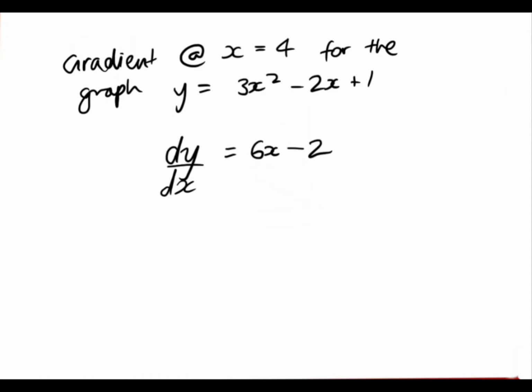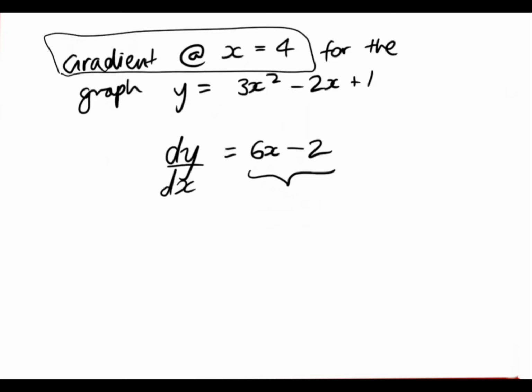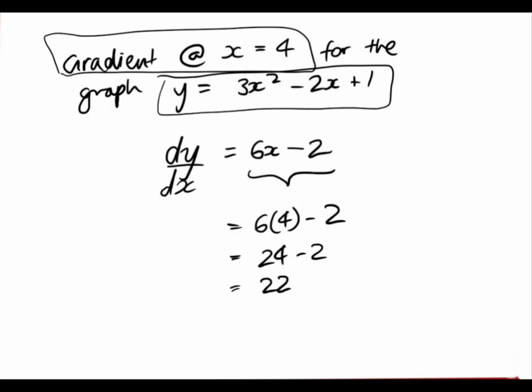So you've differentiated it. But they're asking you for the gradient at a specific point. So they might give you coordinates, or they might just tell you the x coordinate. Either way, all you're doing is getting the x value and substituting it, as I mentioned earlier, into the gradient function. So that's what you do. And that equals 6 times 4 minus 2, 22. And what that's telling you is the gradient for this graph at the point x equals 4 is 22.